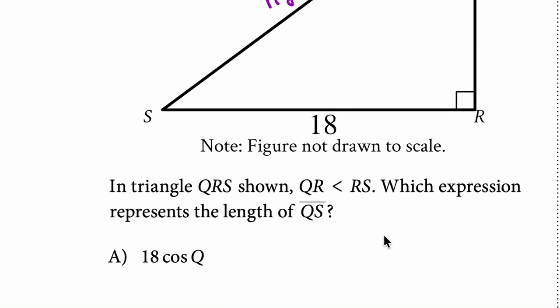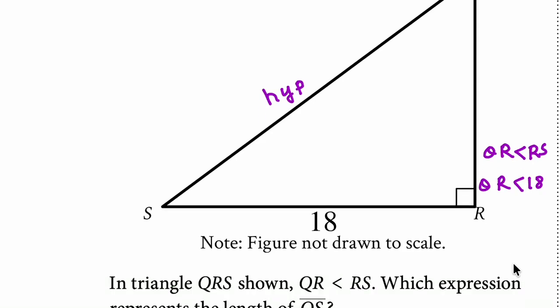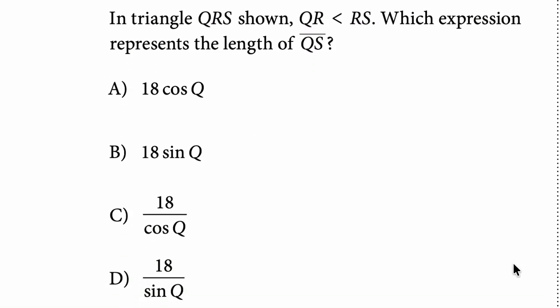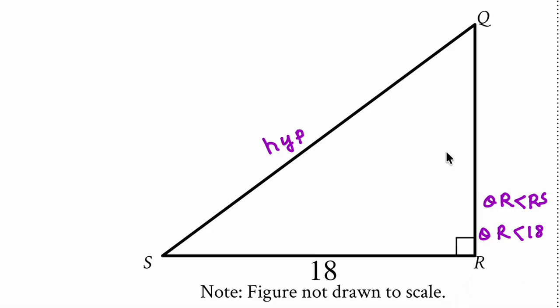In the triangle QRS, QR is smaller than RS. Okay. So QR is smaller than RS and RS is 18. So that means the length of QR is less than 18. Okay, let's see how it's going to help us in our question. Now if we see the options, all options have either sine Q or cos Q. So let's go back to the figure and check what sine Q and cos Q are.